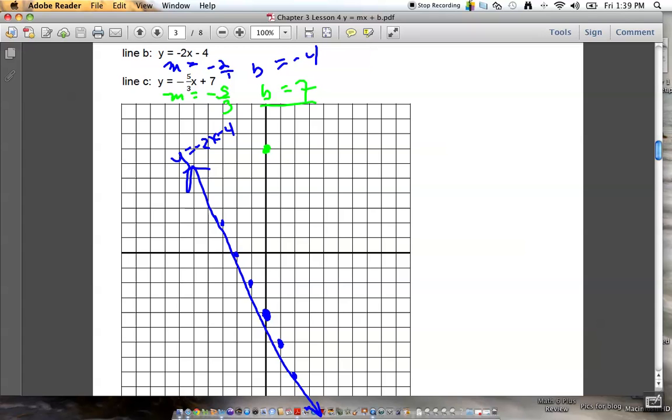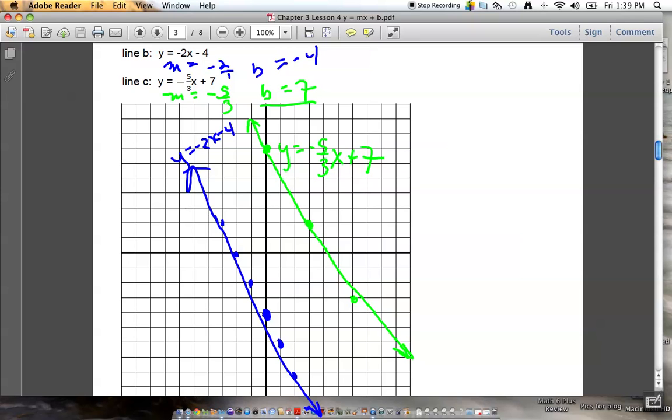How do I move? What does negative mean? Negative means what, guys? Down. Down 5. 1, 2, 3, 4, 5. Over 1, 2, 3. Down 1, 2, 3, 4, 5. Over 1, 2, 3. It's kind of like push-ups, right? Mountain climbers. Jumping jacks. Y equals negative 5/3 x plus 7.